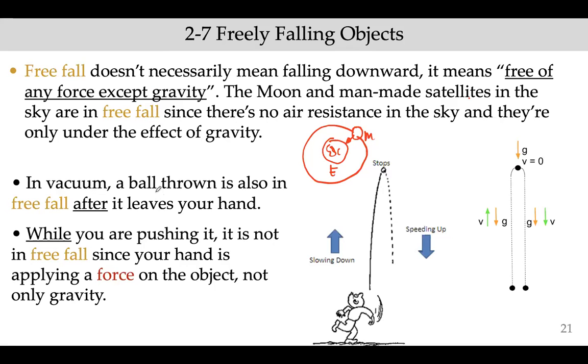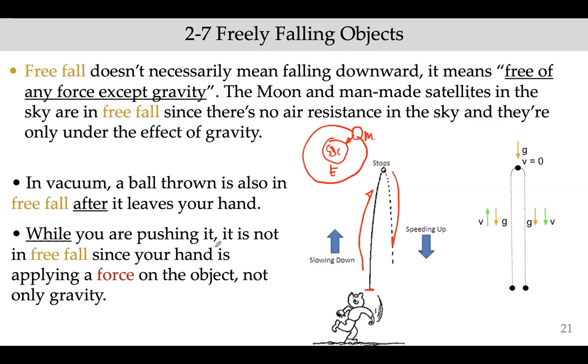In vacuum, a ball thrown is also in free fall after it leaves your hand. So starting here, the ball goes up and down. We will call the ball in free fall, not only while speeding up, but also while going up. So the whole motion is in free fall. Of course, if there's no air resistance.